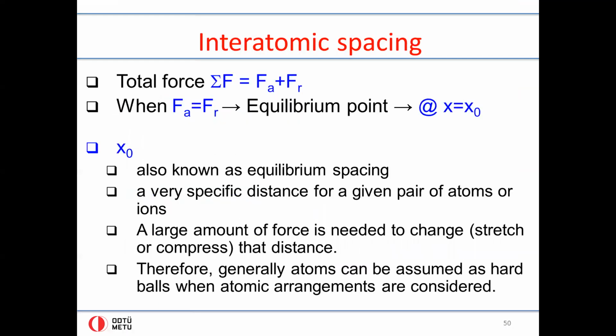So because of this, it is possible to assume that atoms are hard spheres or hard balls that come into contact. So when they're bonded, they are in contact, and pushing together these assumed hard spheres is not possible because they can't overlap. And pulling them apart is possible, but not easy and requires force.